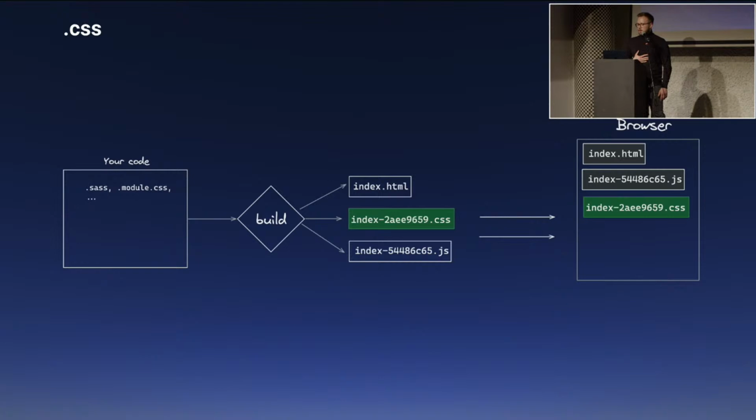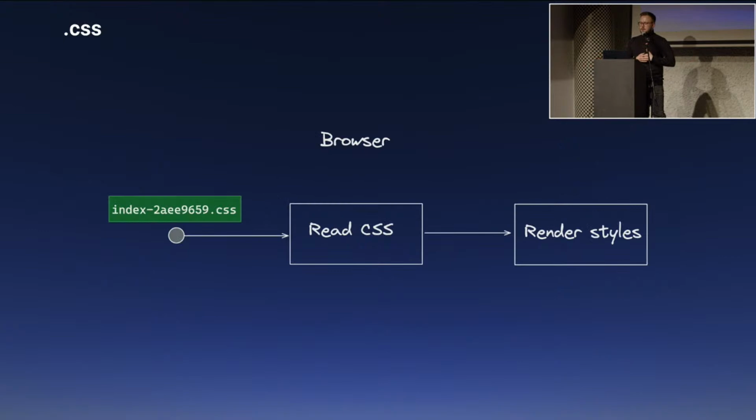So basically, you write your .module.css file, it goes through build. Out of the build, we have a regular .css file, and then that CSS file is being delivered to the browser. And please, people who actually work on these things, don't feel offended by this slide, but what I'm saying here is that once the browser has the CSS file, it knows perfectly well what to do with it, and the process of reading and rendering those styles is pretty straightforward.